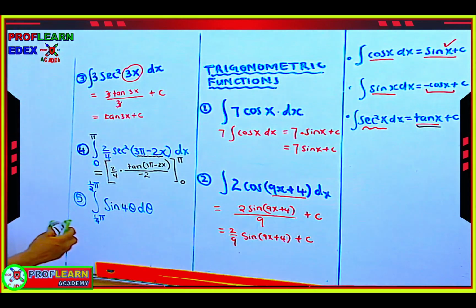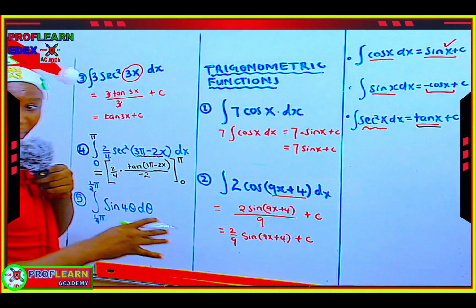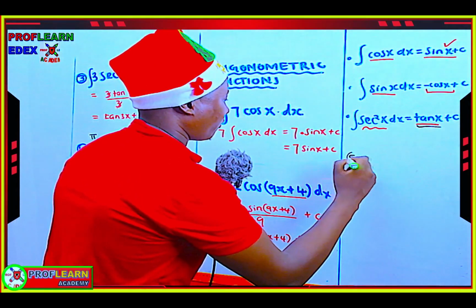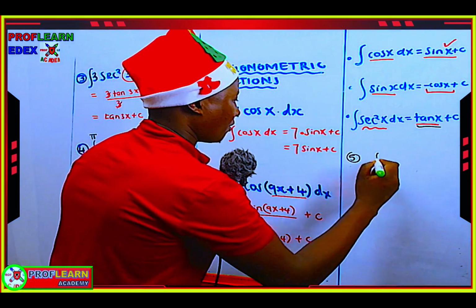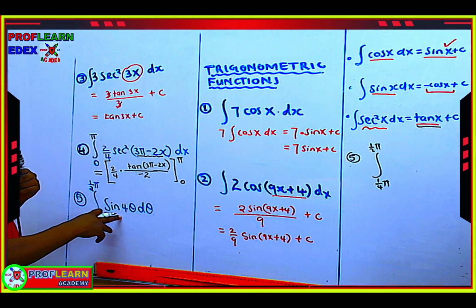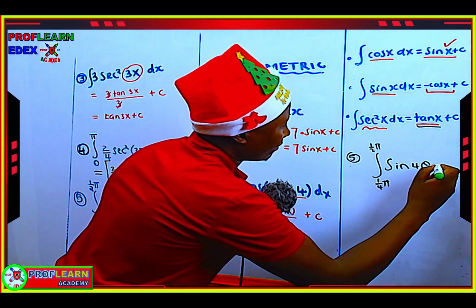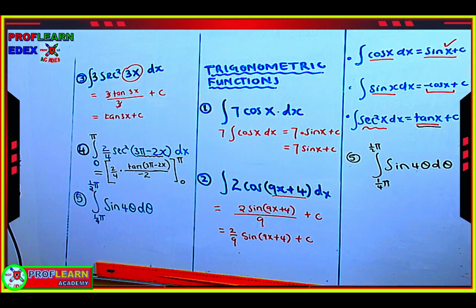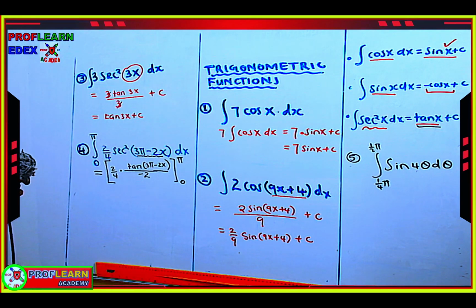So once we have identified this, what I need to do is to transfer this question here so that we can do it later. Let me transfer it here. This is question number 5. Number 5 was from 1 over 4 pi all the way to a half pi, and we were integrating sine 4 theta with respect to theta. Yeah, we shall do that later. So let me just save some space here for this.